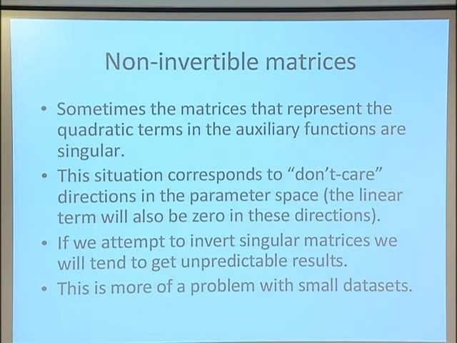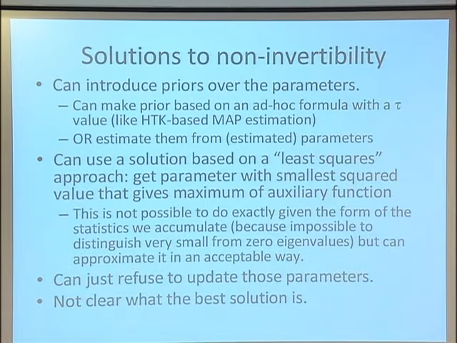So there's a couple of ways that you can fix this. Now, one way that I've done before is you can introduce a prior over the parameters. Like if the prior is some kind of nice conjugate prior that in log terms is a quadratic function of the parameters, you can just add that onto your auxiliary function and it'll work quite well.